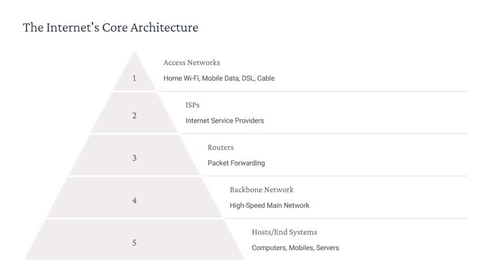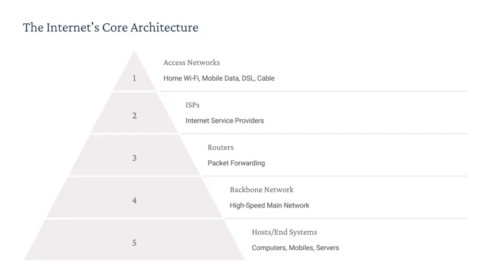This is the core architecture of the internet. Let's understand this. First, we have the access network, that is home Wi-Fi, mobile data, DSL, cable, etc. This connects us to the internet service provider, or we can say ISPs. ISPs use routers to forward packets. Then comes the backbone network, which is very high speed and connects different regions. Finally, we have the host or end system like mobiles, computers and servers.